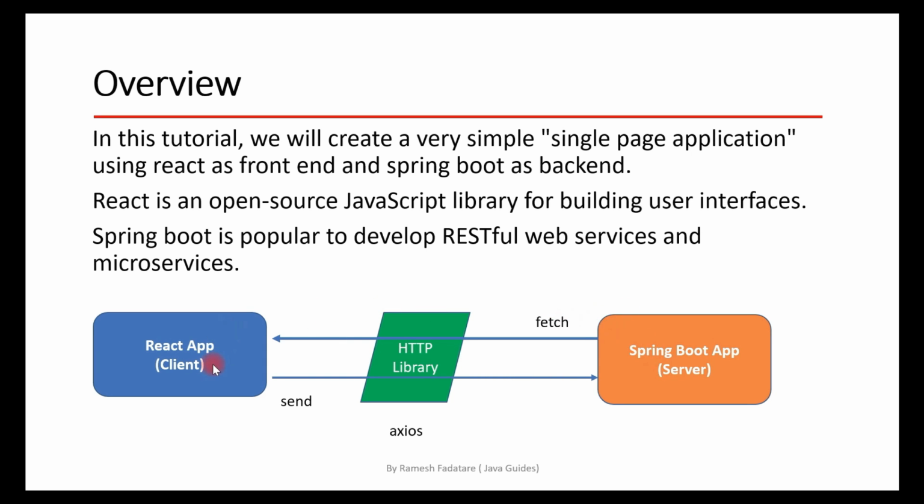Let us take a look at our client and server architecture. At the server side we have Spring Boot application, and at the client side we have React application. One thing I want to discuss with you guys, React is not concerned with HTTP. React is just a JavaScript library we use to build user interfaces. In order to make an HTTP call or a REST API call, we have to use a third-party HTTP library. In our case, we are going to use Axios HTTP library. You can also use the browser fetch API in order to make a REST API call.